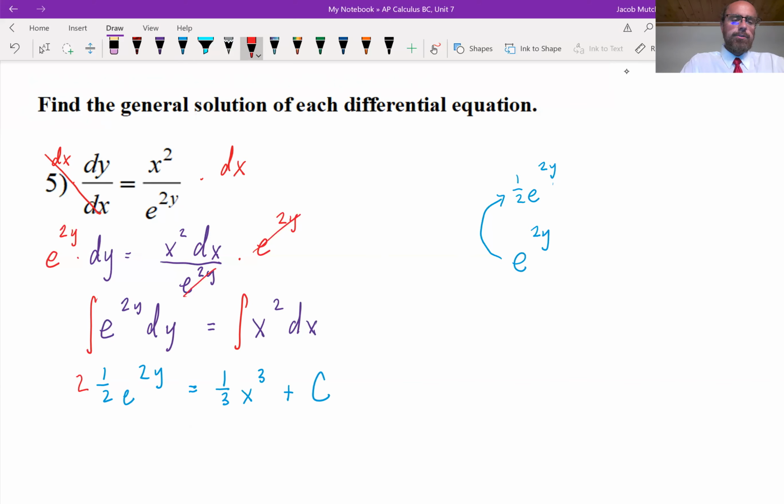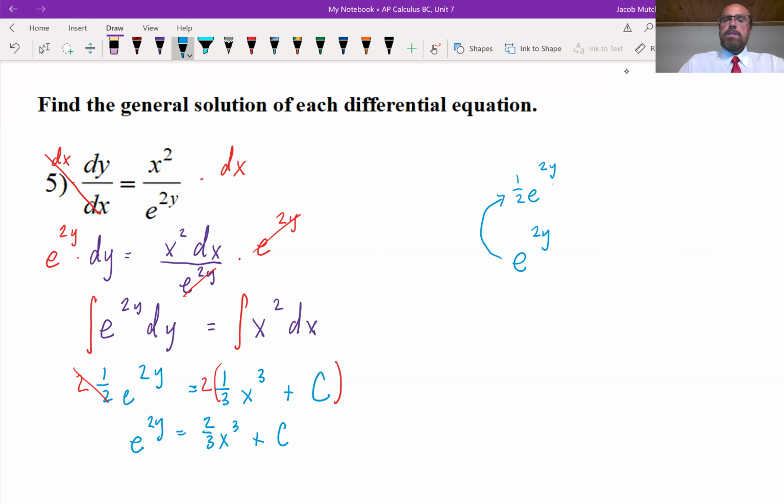I'm going to multiply by 2 to cancel this half. And we'll multiply the right side by 2. So now we've got e to the power of 2y equals, if I distribute the 2, 2/3 x cubed. And just like we did with our negative in the previous example, 2 times c will just still be another c, some constant that we don't know.